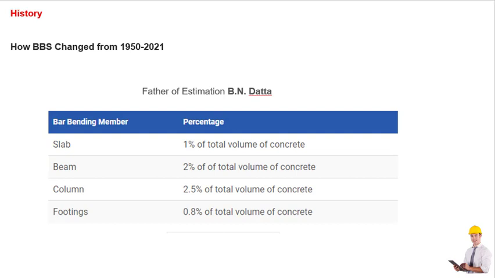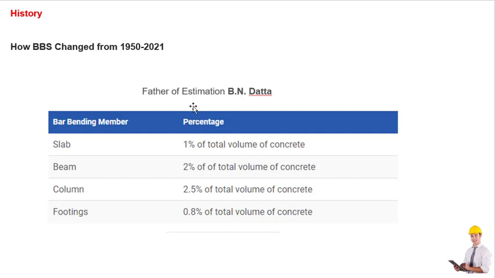So in the early time in the 1950s, B.N. Datta, who was the father of estimation, gave certain recommendations for the usage of steel in different components of buildings. But he didn't mention any value for using more bars in a single structural member. But he defined some values for different components like slab, beams, columns, and footings.